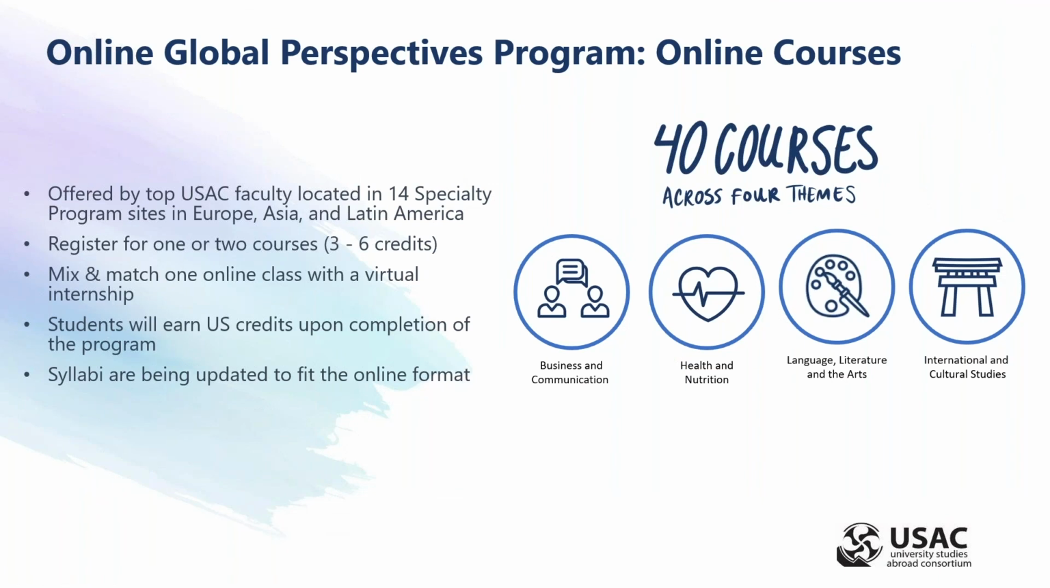So I'm going to dive into some of the new online course options that we have available for students later this summer. So these courses, of which there are 40, are really focused on 4 main themes. You can see there: business and communication, health and nutrition, language, literature and the arts, and then international and cultural studies. These 40 courses are pulled from 14 different USAC specialty programs located in Europe, Asia, and Latin America. Students do have the option to take 1 or 2 courses for 3 or 6 credits later this summer. You can take a 3-credit course and the virtual internship, with which Courtney will provide you with some more information later on. These courses will allow you to earn US credits upon the completion of the program, and we will have syllabi available to you.